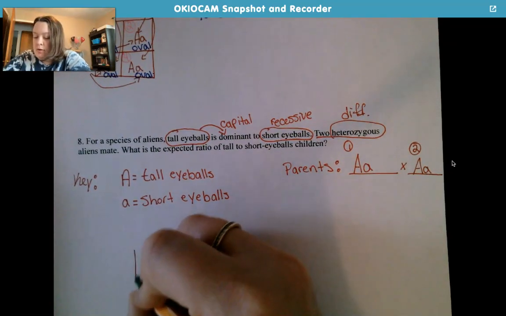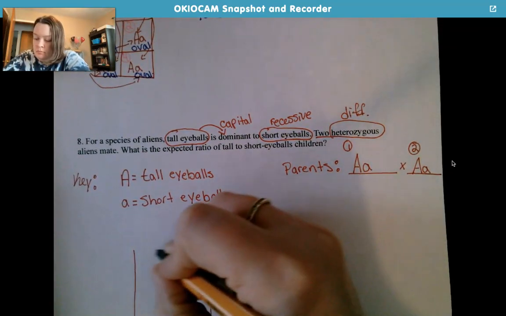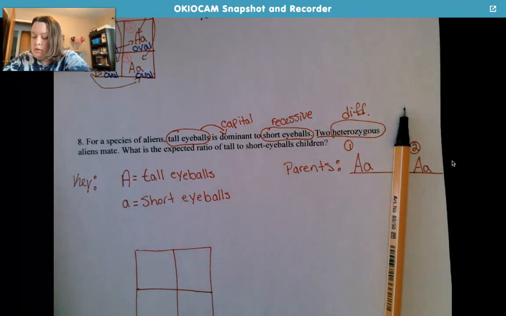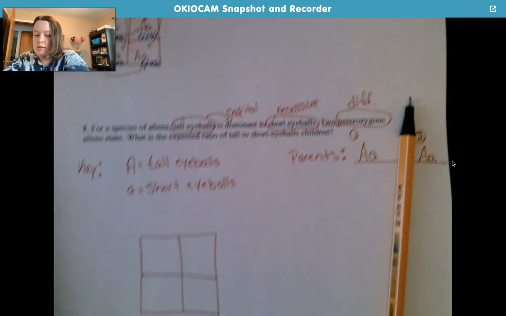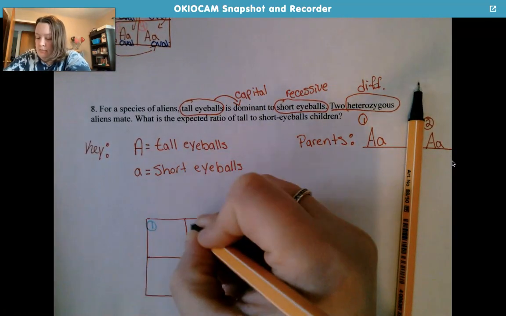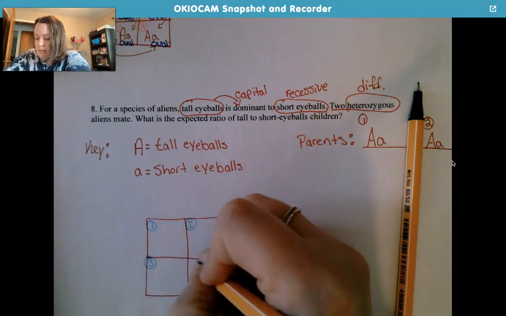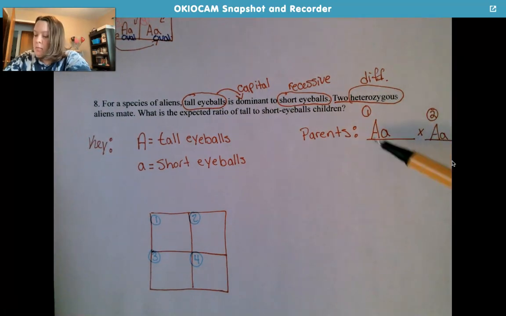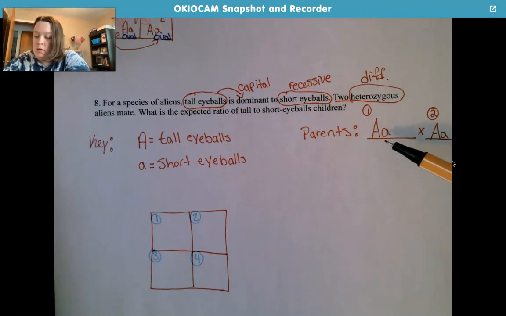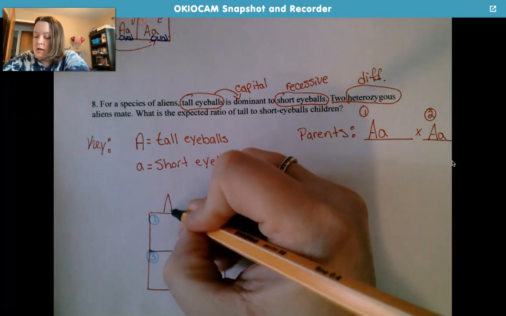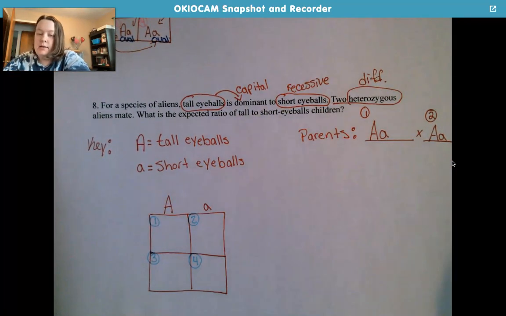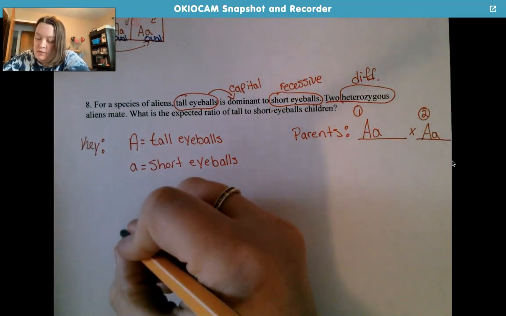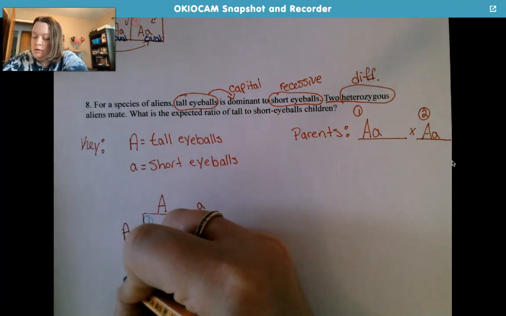Now it's time to set up my Punnett square. Remember, this is going to have the 4 different possibilities for my offspring. I'm going to put parent 1 along the top and parent 2 along the side. Parent number 1 has big A, little a. They're either giving their child a big A or a little a. Parent number 2 has big A, little a. They either give their child a big A or a little a.